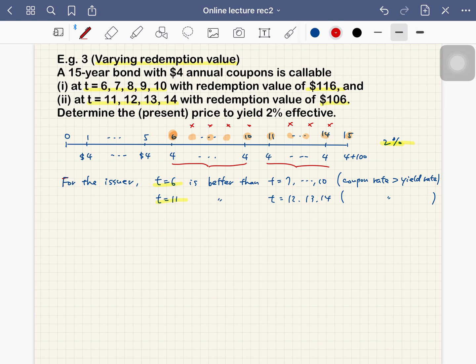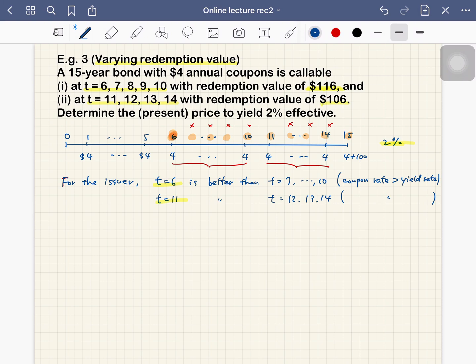And the redemption values are different. At t = 6, you can stop paying the coupon earliest, but the redemption value is 116, so this is the worst for the issuer. So it's not clear which is better, t = 6 or 11 or 15. So we still have to compare these 3. Now we can calculate the value for each scenario.